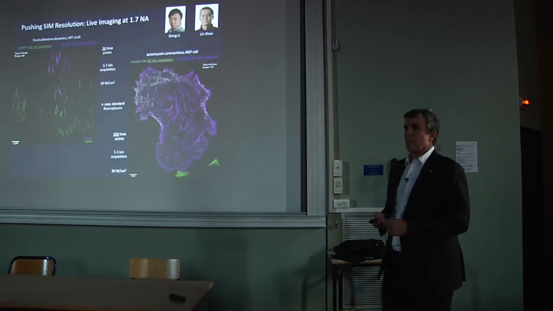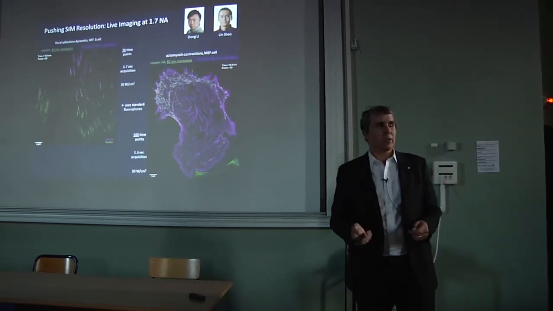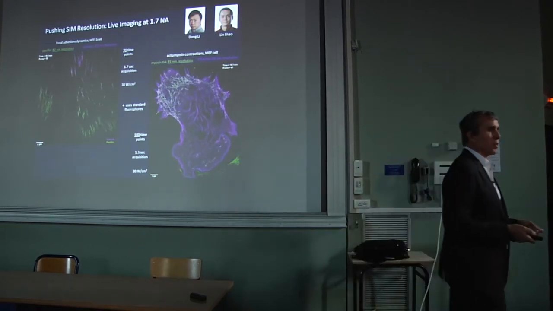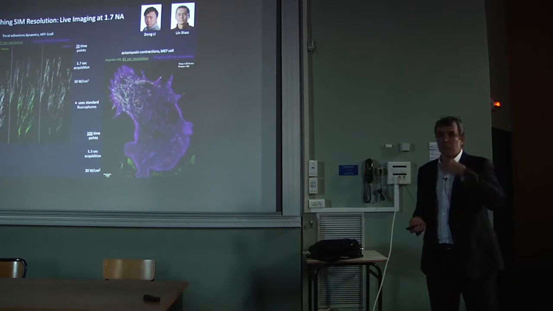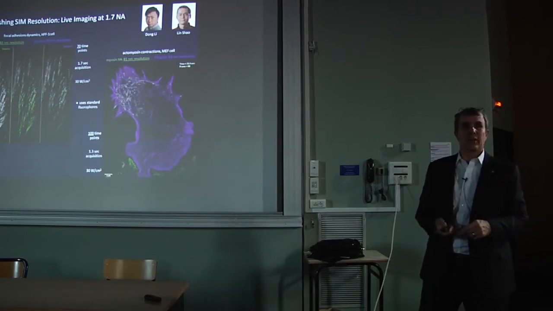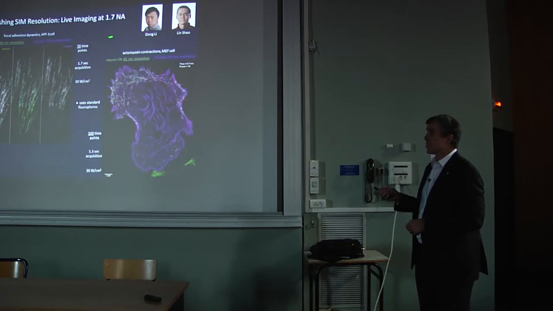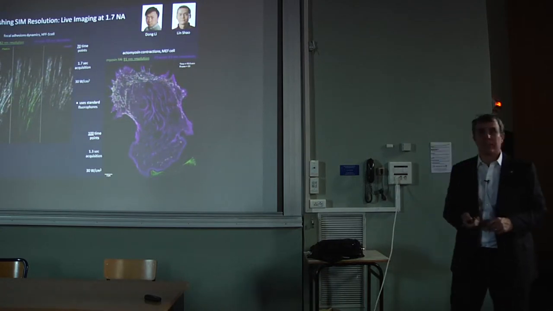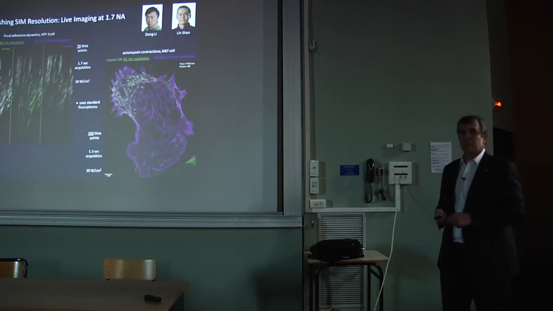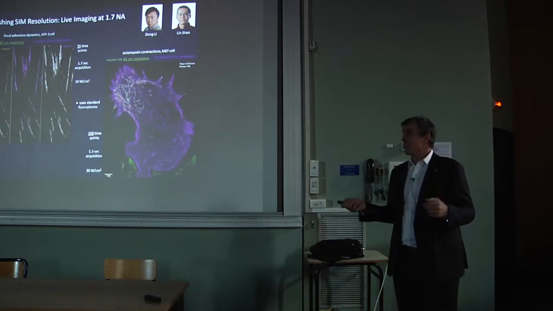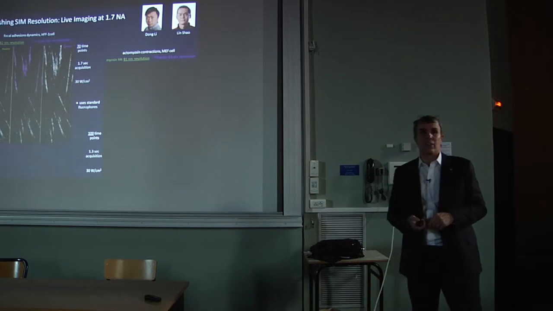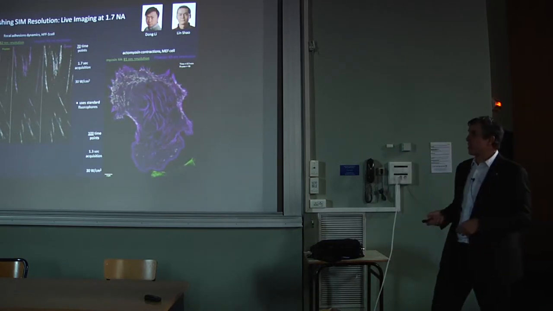So if the criticism of SIM has been that it's only limited to 100 nanometers or a factor of 2 in resolution, what can we do to try to improve upon that? The simple thing we can do is just increase the numerical aperture of our lens. So Olympus sells a lens at 1.7 NA that we can use in TIRF, which extends the resolution in the green channel from 100 nanometers to 80 nanometers.